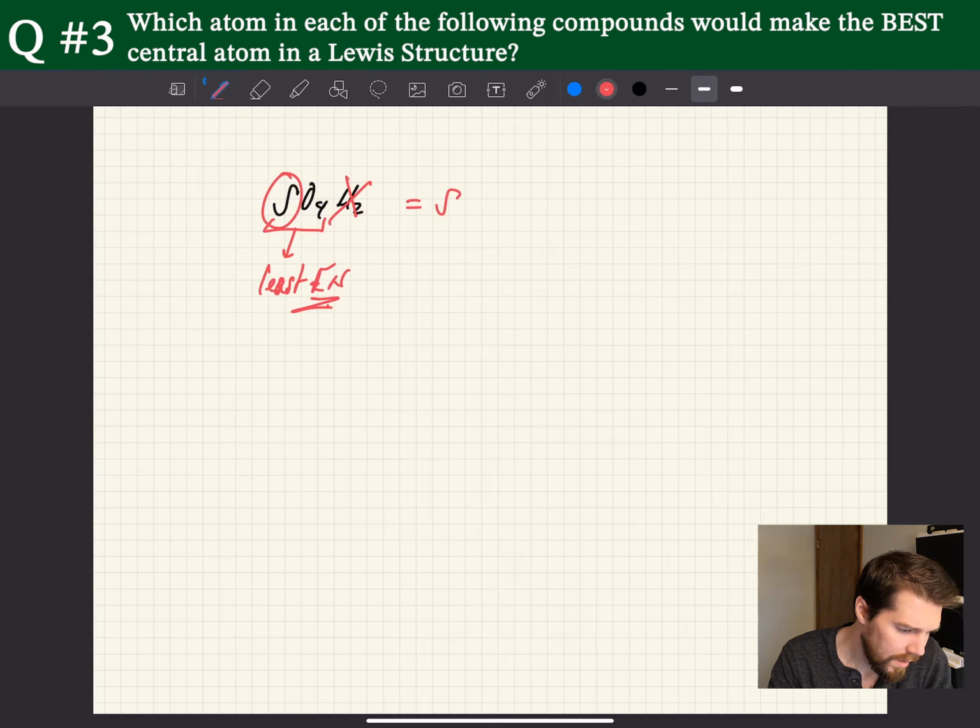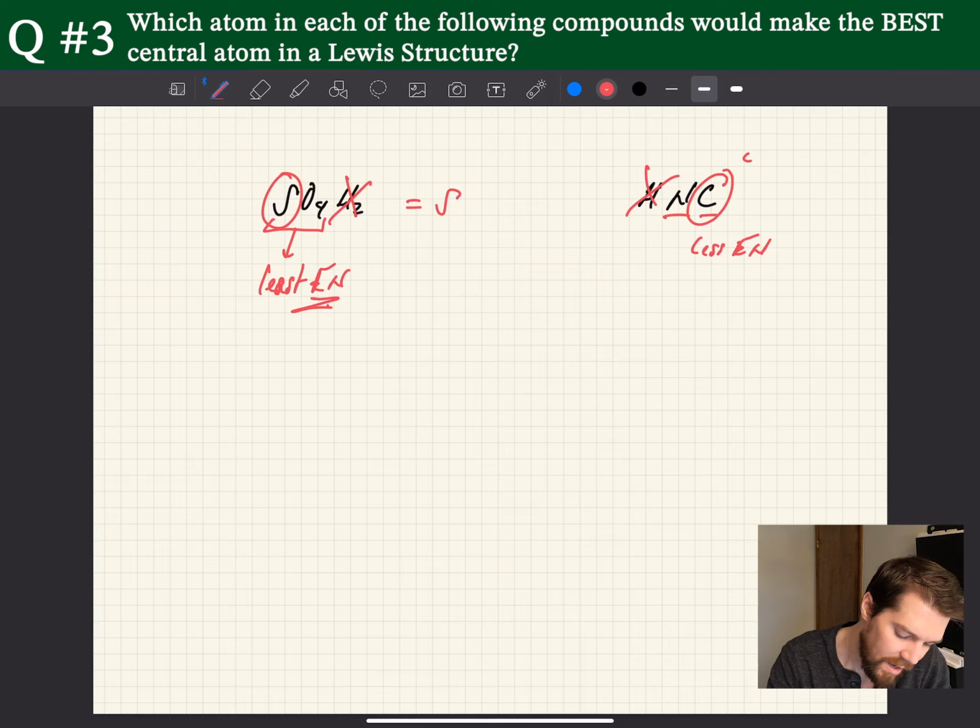Letter B, a compound containing a hydrogen, a nitrogen, and a carbon. So here I have hydrogen, nitrogen, and carbon. Once again, I know that hydrogen is a very poor answer. Between these two, generally speaking, carbon is going to be our central atom. It is less electronegative.